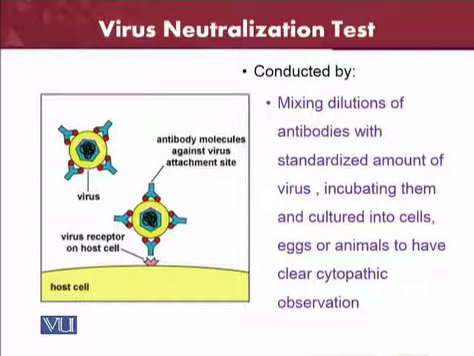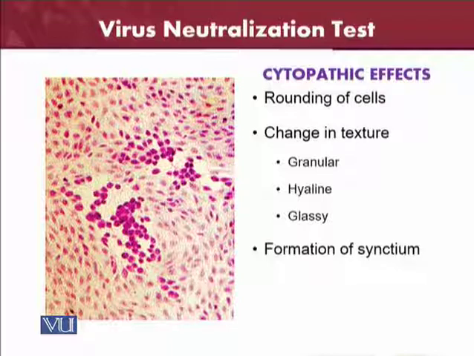The virus neutralization test also depends on the cytopathic effects. It means that we need to use some animals, and then we can use cell lines, and we can see the cytopathic effects. Just like you can see in the diagram, this is the virus, and then this virus will be entered into the different dilutions of the serum. The serum contains antibody molecules against the virus attachment sites. If the virus is neutralized by the antibodies, then it will cause no infection. Then we can see the cytopathic effects.